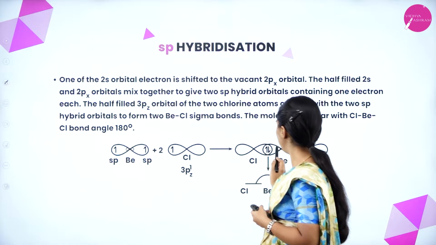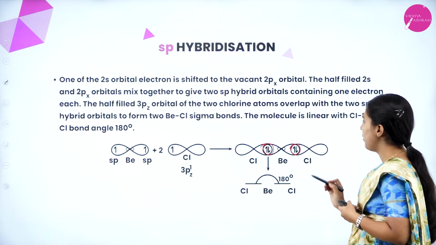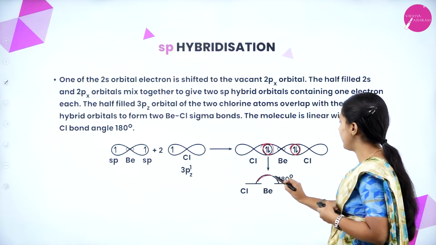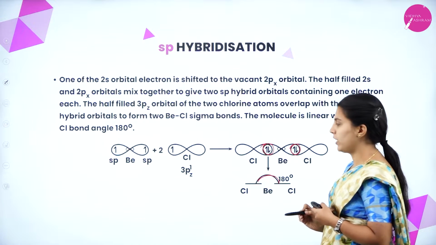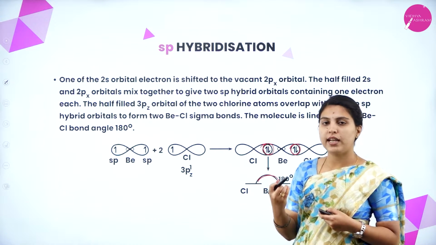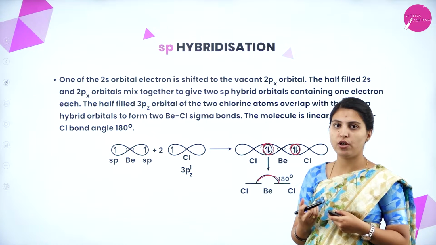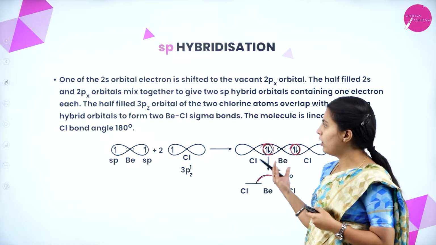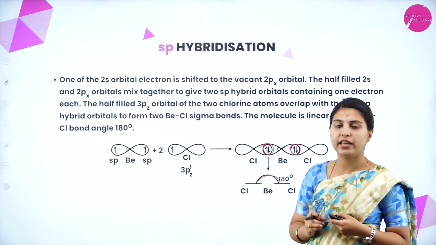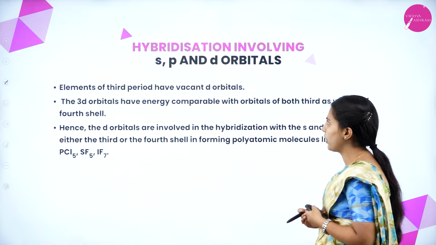How it has been formed here, see. Here the intermixing is taking place, but it is having a linear structure. See, a 180 degree bond angle is present. That is how we have to understand the concept of hybridization. By understanding the hybridization concept accurately, we can understand the geometry of each and every molecule. Here bond angle is also very much important.